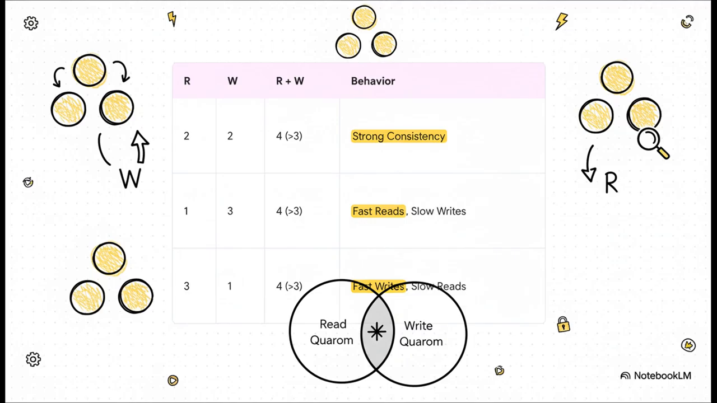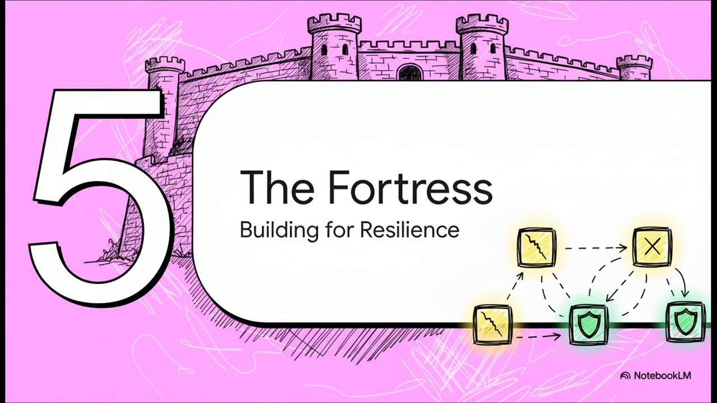Think of it like a Venn diagram. This formula guarantees that the group of nodes you read from, R, and the group of nodes the last write was confirmed on, W, must have an overlap of at least one node. That overlap ensures you will always read at least one copy of the most recent version. And as you can see, by tweaking R and W, we can optimize for fast reads, fast writes, or strong consistency. All right, let's bring it home.